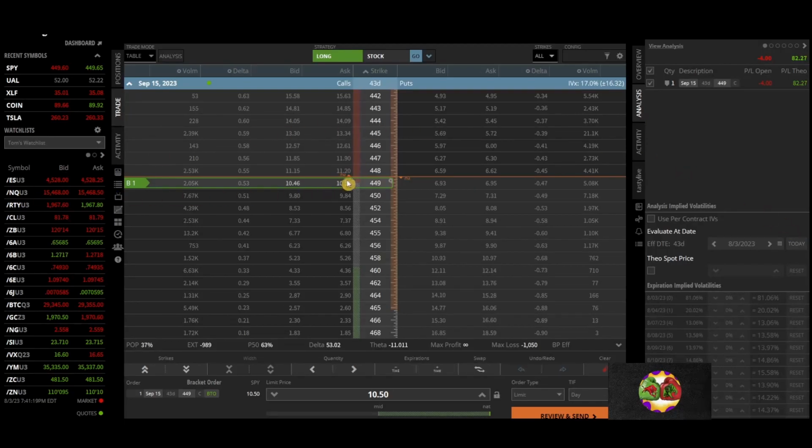We're going to buy a vertical spread because we think the stock is going to go higher. However, if I want to buy this thing, it's going to cost me $1,000. Well, if I only have a $2,000 account, that means I'm literally risking half of the account.